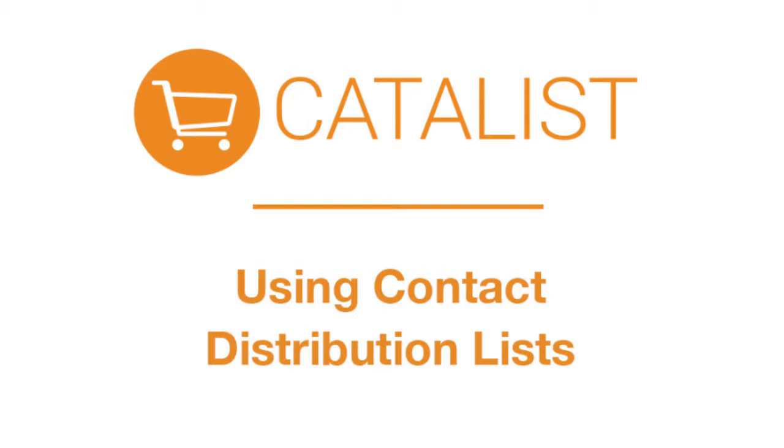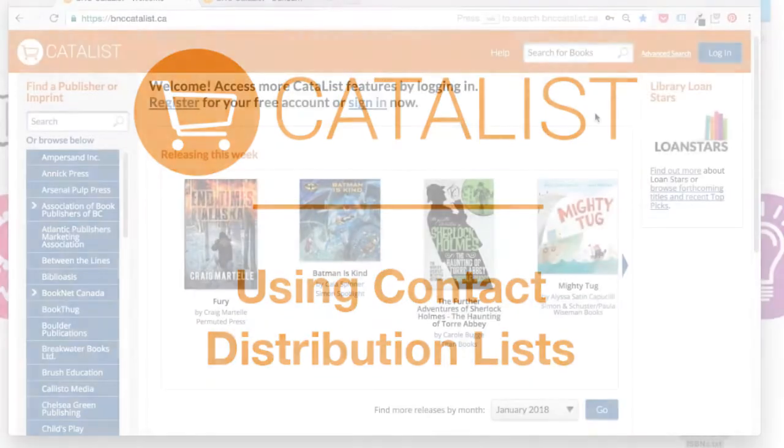Secondly, if you regularly share content in CataList with groups of people, you can build distribution lists so you can share to a group more quickly and easily. Let's get started by logging into CataList.